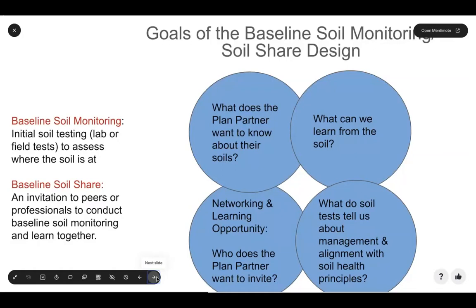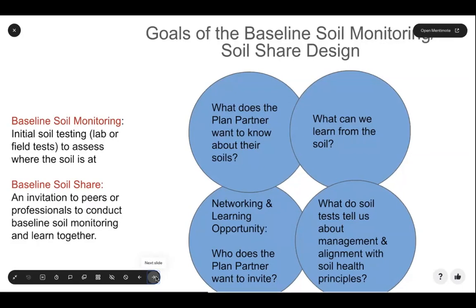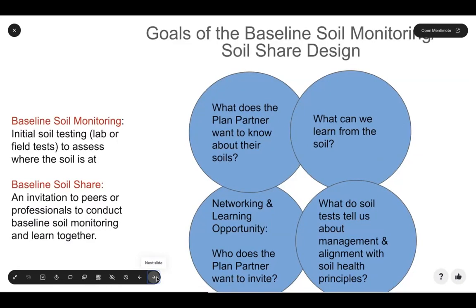And so along with that, what do we learn in doing these soil tests? What does the data tell us about management, about how the operation is aligned with healthy soil principles? Those are some good questions. And then lastly, if you want to do this as a community of practice or within a community or network situation, who should we invite? Who should the producers invite to participate in this workshop and learn together? Next slide.